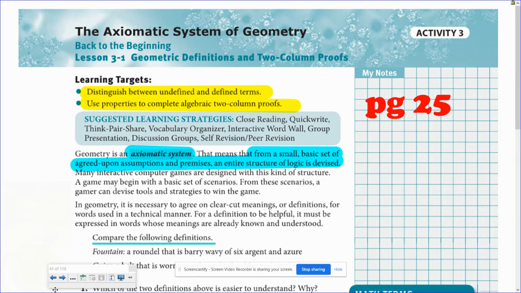So in geometry, we see this a little bit because geometry is an axiomatic system. And what that means is from a small basic set of agreed upon assumptions, an entire structure of logic is devised. AKA meaning most of geometry is based on a set of simple principles and they build the entire curriculum or ideas of geometry off of that.